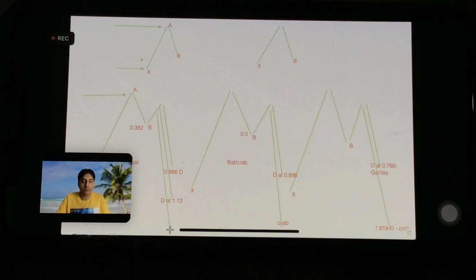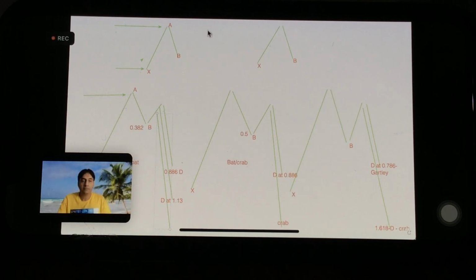So crab we can have 0.382, 0.5 and 0.618, right? Any of these three fibos. But if it's matching more with the bat, with two PRZ plus we have VRDZ, then we consider it as this point. If it's not matching, we wait for crab, right?